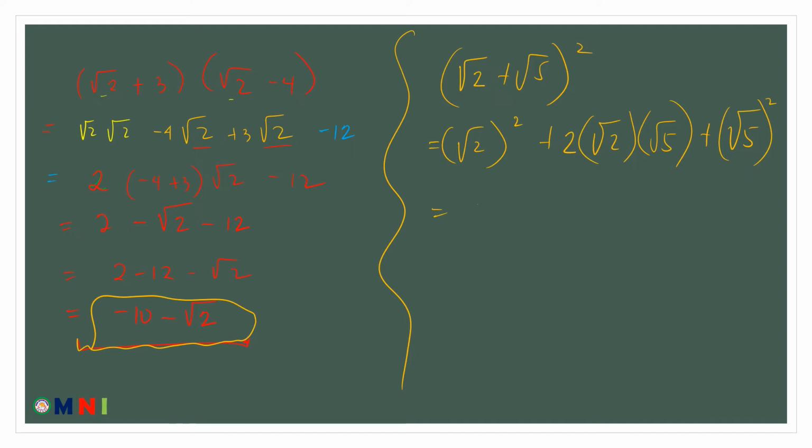So the square of square root of 2 is of course 2, and 2 times the product of this, that's 2 square root of 10, and then the square of square root of 5 is also 5. Therefore, you will have the final answer 2 plus 5, which is 7, plus 2 square root of 10. So this will be the final answer for this given problem.